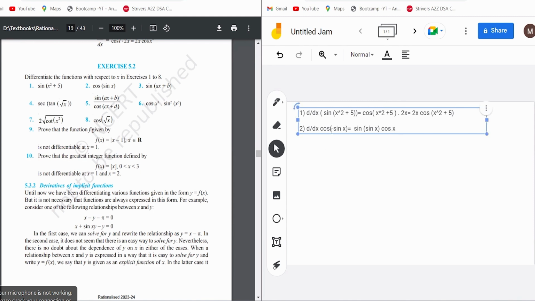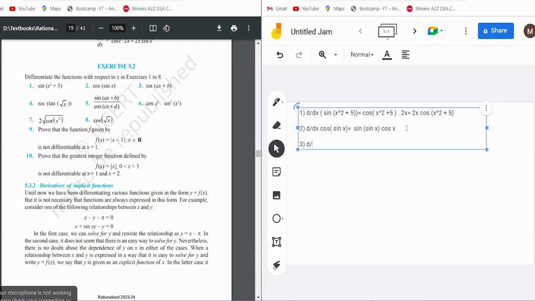So firstly, we have to differentiate the outer part, which is cos. Differentiation of cos is sine. So sine of sin x multiplied by differentiation of sin x, which is cos x. Simple. So second question is also done. These are very simple questions. You have to just differentiate and get your answer.